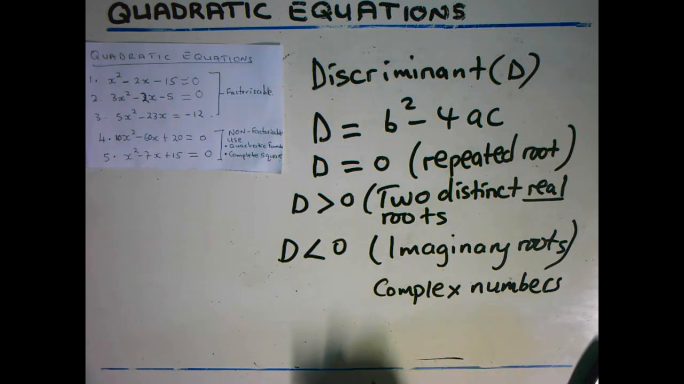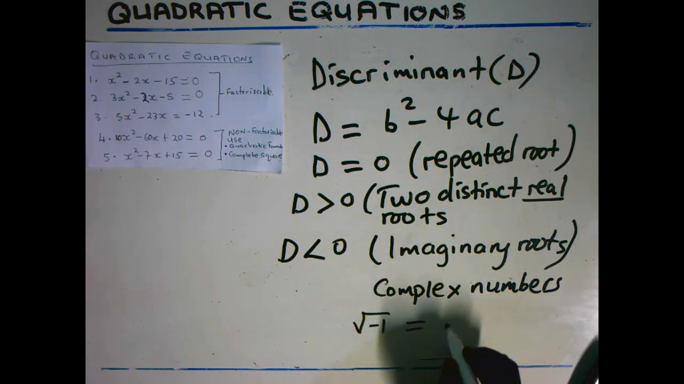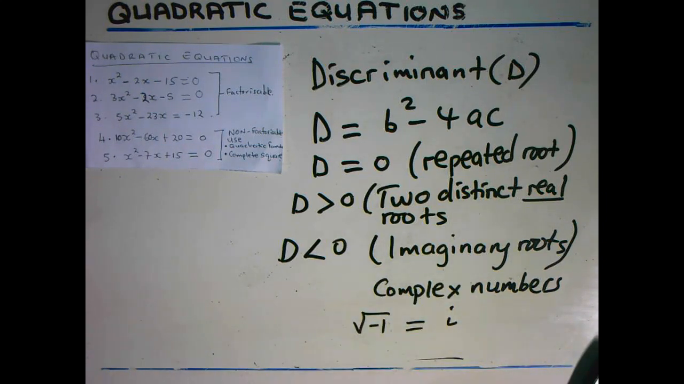You know the square root of minus 1 is equal to i, where i is a complex number, and minus 1 is equal to i squared. This is beyond the scope of our course, but basically I want you to understand that when we've got D less than 0, our roots are complex roots. There are two complex roots. That is what it means.